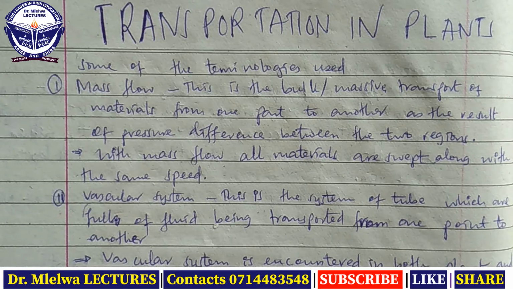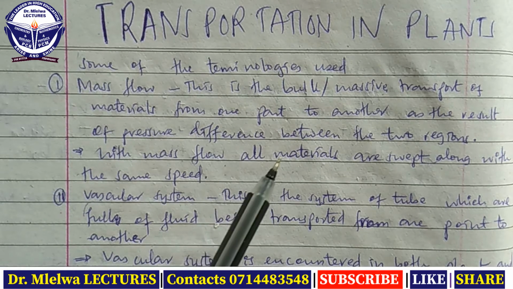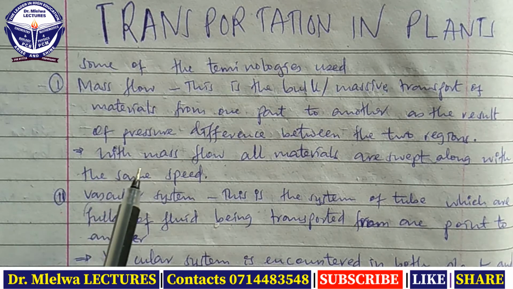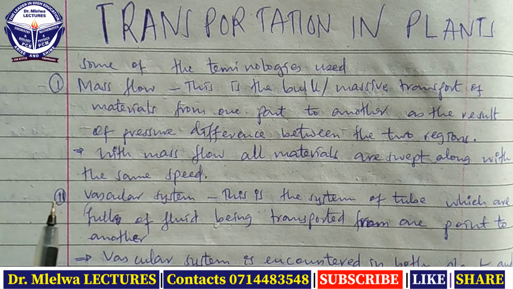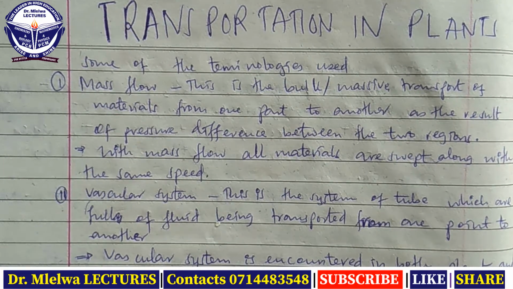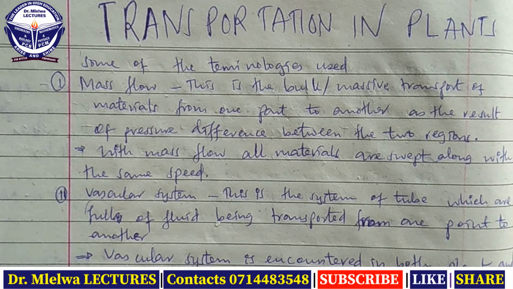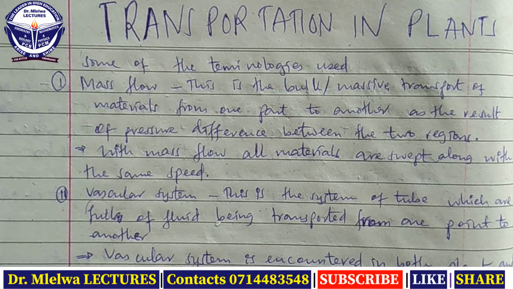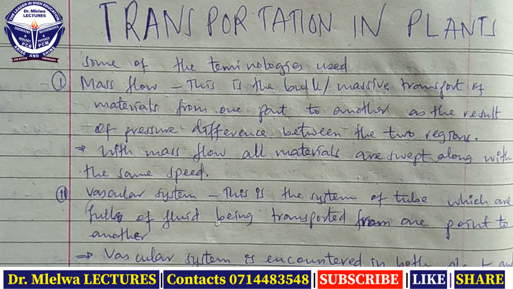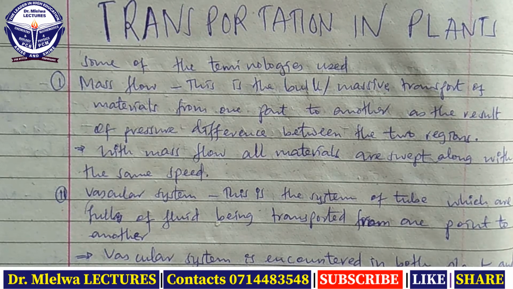Our first terminology is mass flow. Mass flow is the bulk or massive transport of material from one part to another as the result of a pressure difference between the two regions. One thing you need to know about mass flow is that first it is the bulk or massive transport of materials. So here materials are transported as if accumulated. Bulk or massive means a large mass of substance is transported.